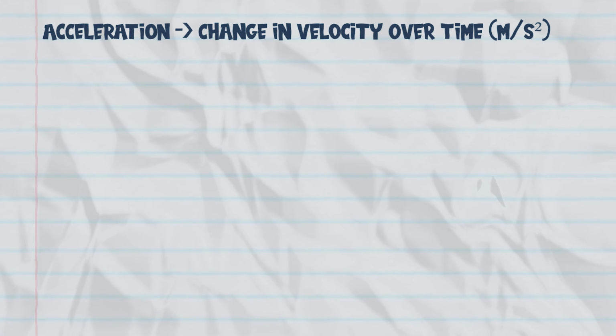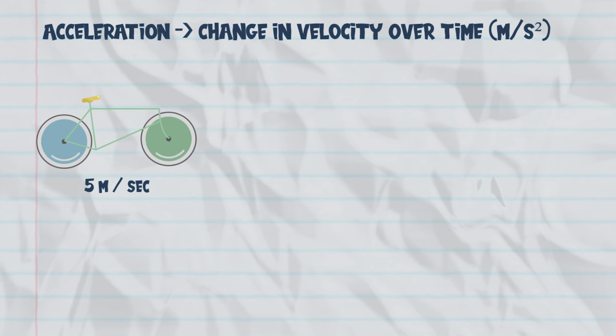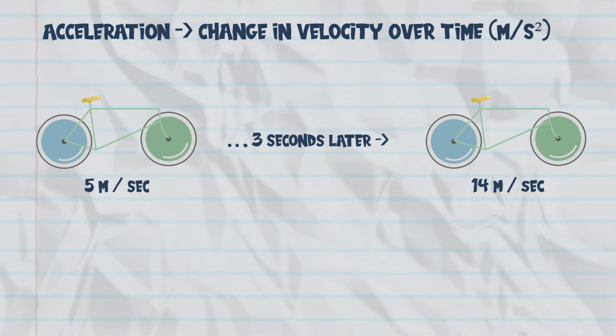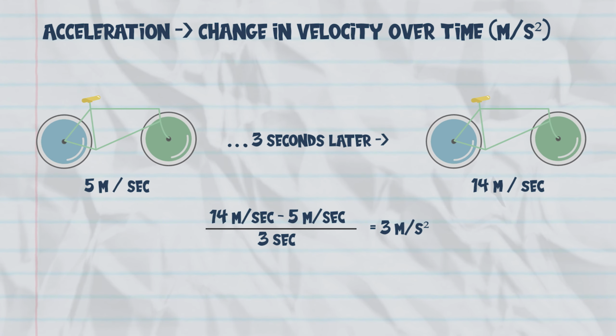Acceleration has to do with how fast velocity changes, and it also has a direction. It's the change in velocity over time, and it's typically represented as meters per second squared. So let's say you're on your bike and you're going 5 meters per second. Then you pick up speed, and within the next 3 seconds, you're going 14 meters per second. Your velocity is now increased by 9 meters per second over a period of 3 seconds. As a result, your speed changes by 3 meters per second. I hope that made sense.